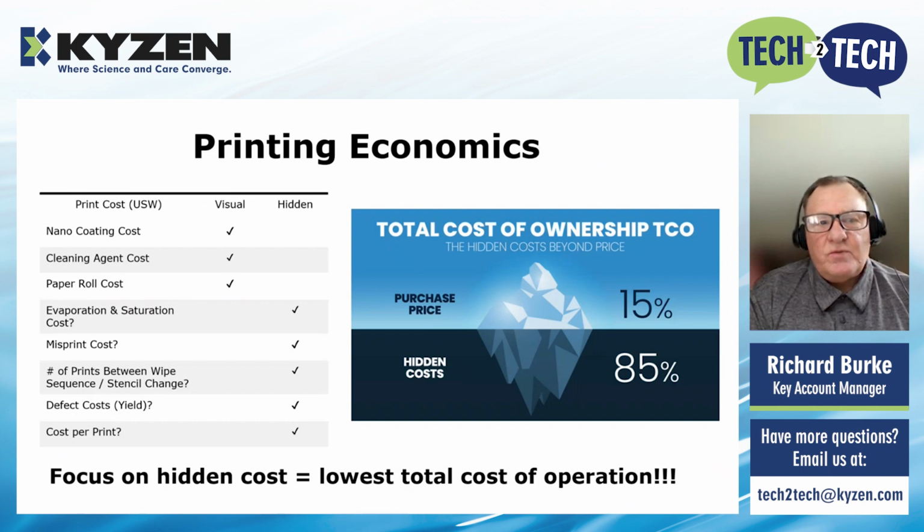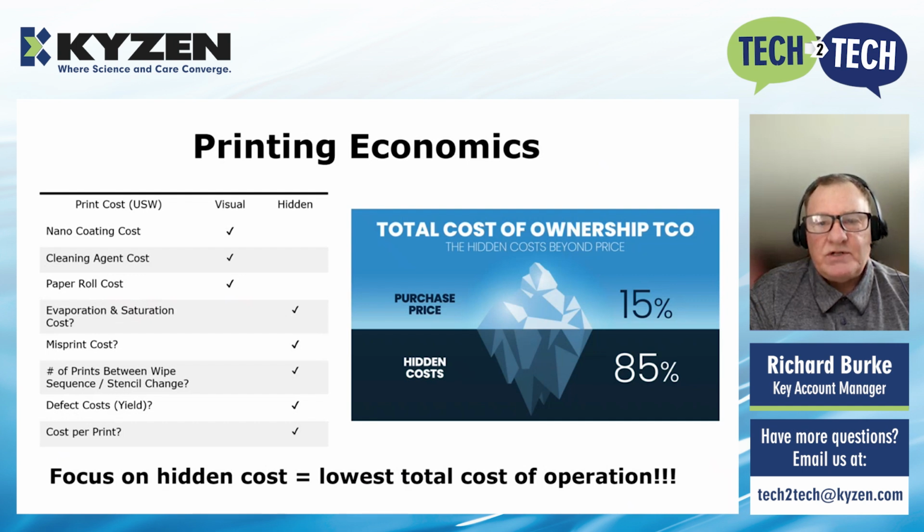And the first one we might look at would be the cost impact of the evaporation rate of the cleaning agent one uses, or the saturation requirements for a given material. What is the cost impact of a misprint? What is the cost impact of the number of prints that we can run between wipe cycles? The cost of a defect in terms of yield, and then ultimately cost per print really is what we're trying to drive towards.